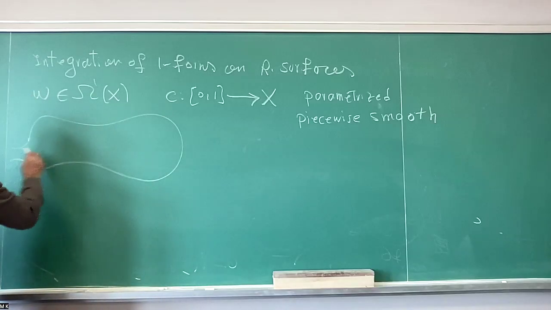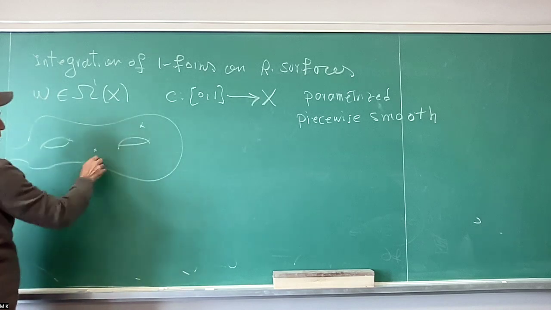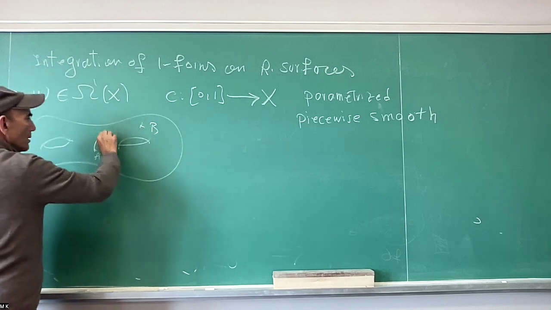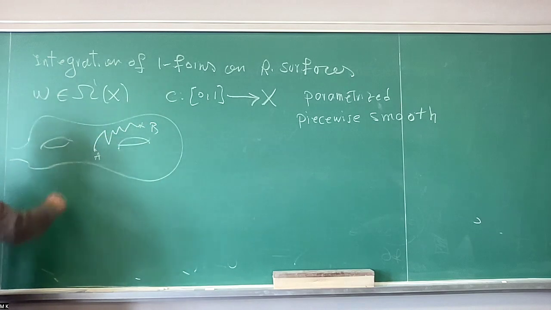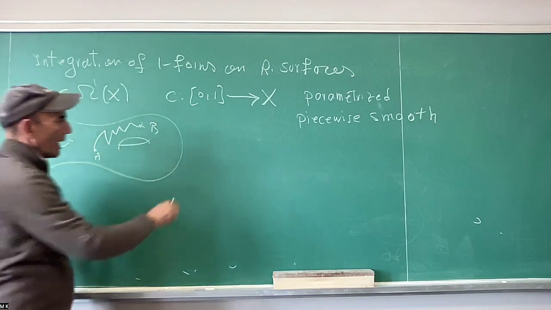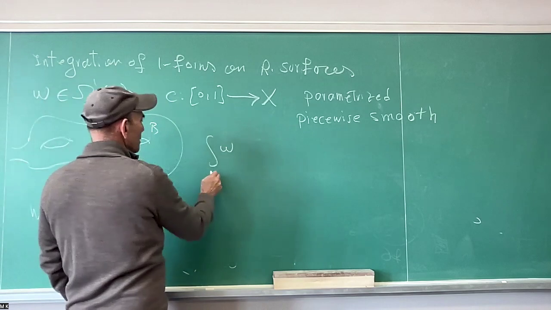It doesn't have to be closed, we have a curve, so this is A, B, a piecewise smooth curve connecting A to B. Obviously A is C of 0 and B is C of 1, and we want to define the integral of omega over this curve C.